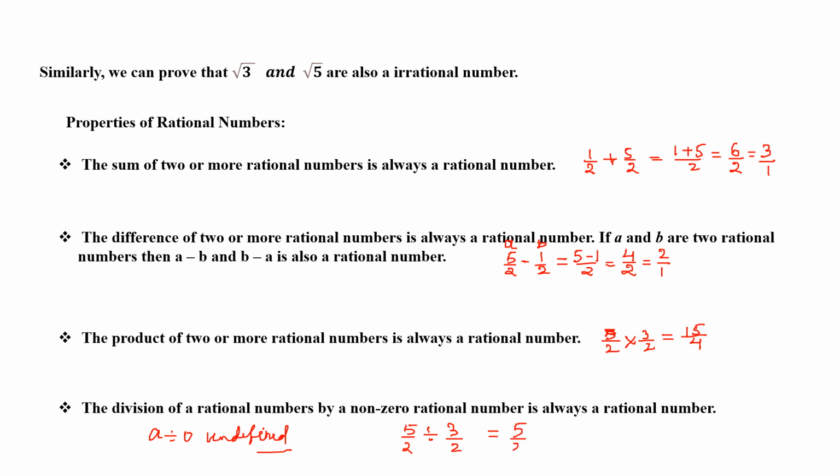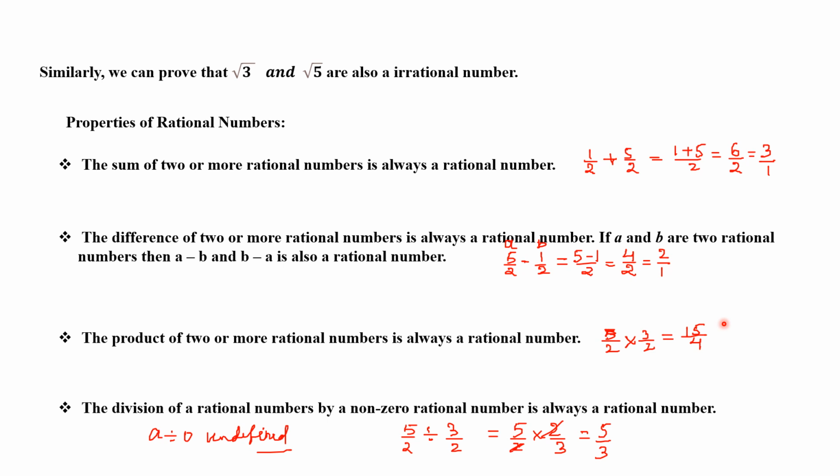So if I divide it, division changes to multiplication. Reciprocal of 3 by 2 is 2 by 3. So 2 and 2 cancel and I am getting 5 by 3. So from here you can see that if you add two rational numbers, or subtract two rational numbers, or multiply, or divide a rational number by a non-zero rational number, the result is always a rational number. Now I'm going to use these properties when I will be solving the questions. That's why I'm explaining it in detail.